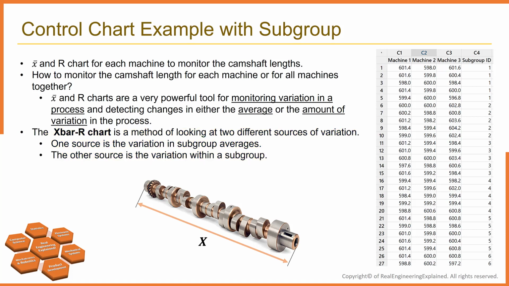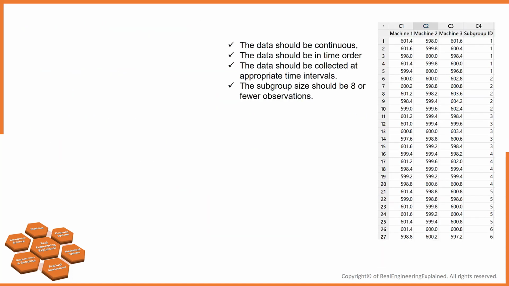So we should create an Xbar R chart for each machine to monitor the camshaft length. Use these charts to monitor the mean and variation of the process. We can also use this control chart to monitor process stability over time so that you can identify and correct instabilities in a process. To use Xbar R chart, the data should be continuous and should be in time order because control charts detect changes over time. The data should be collected at appropriate time intervals.